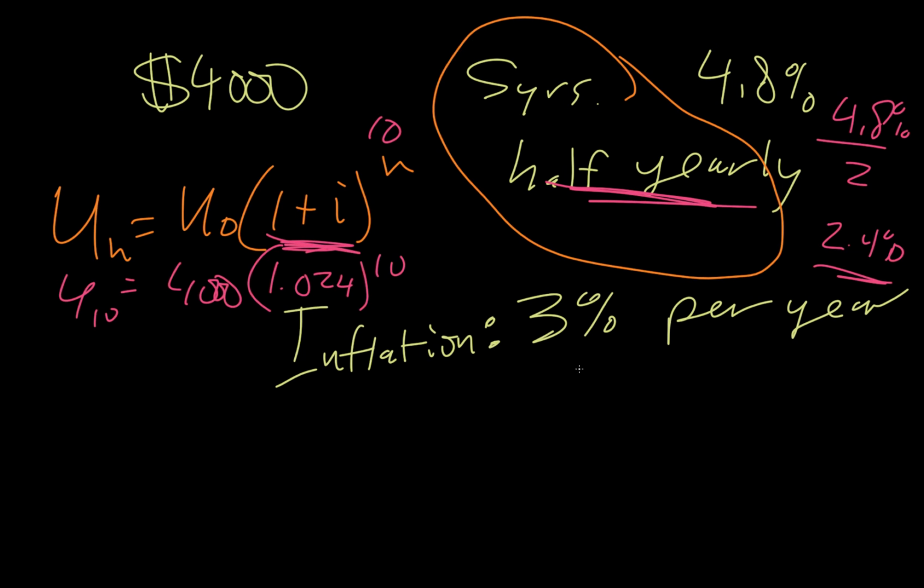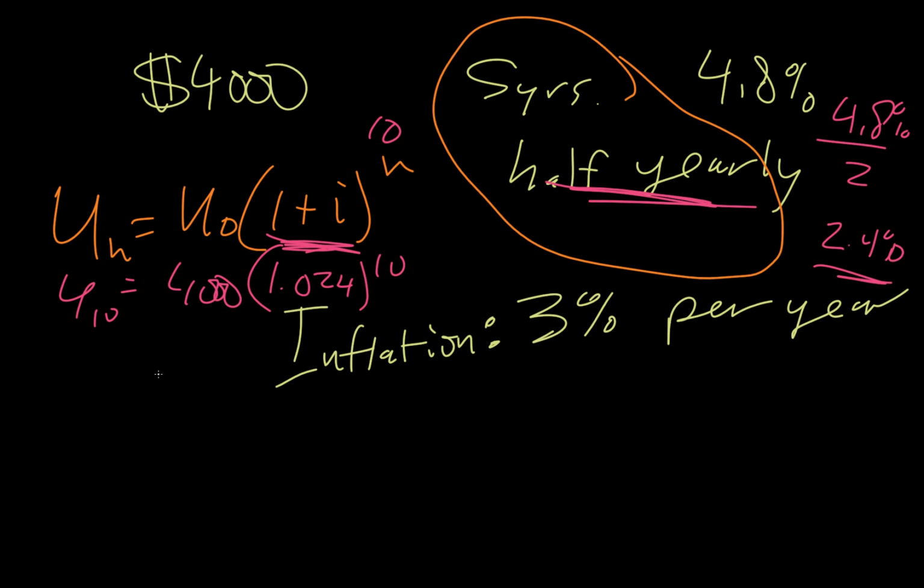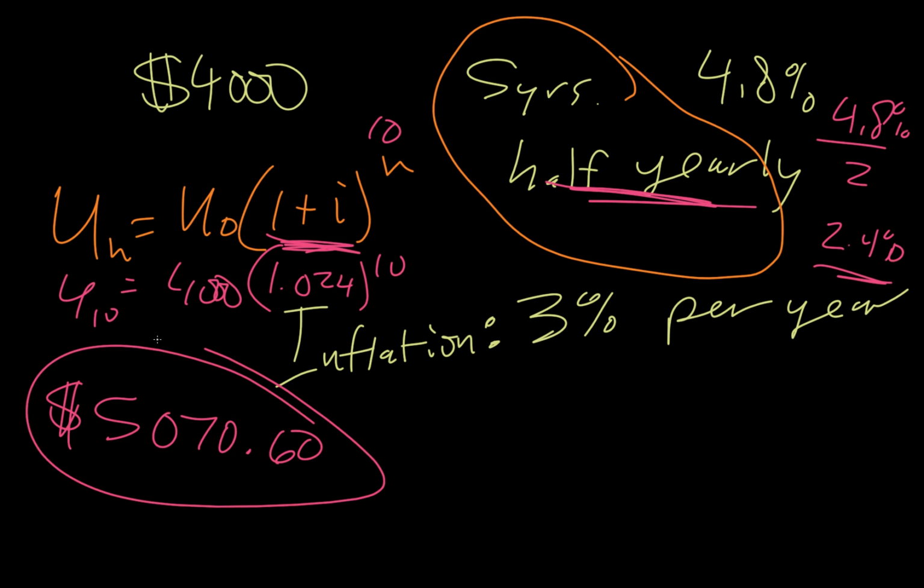So if we plug that into a calculator, we get 4,000 parentheses 1.024, and then we raise that to the 10, and we get $5,070.60. So that's the answer to part A.